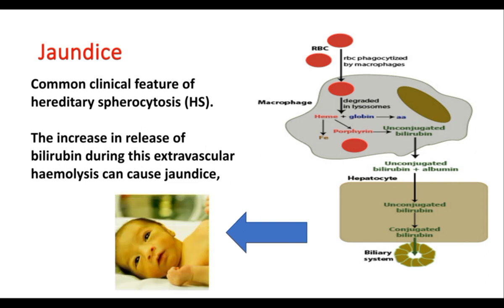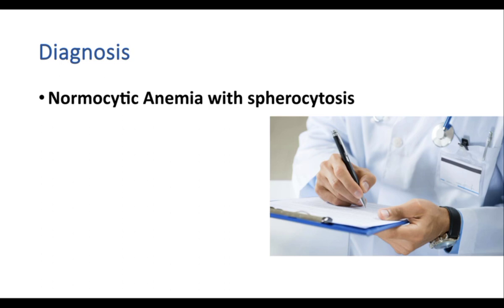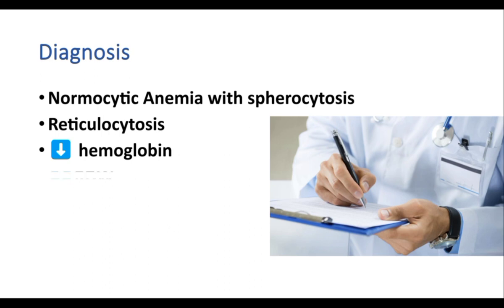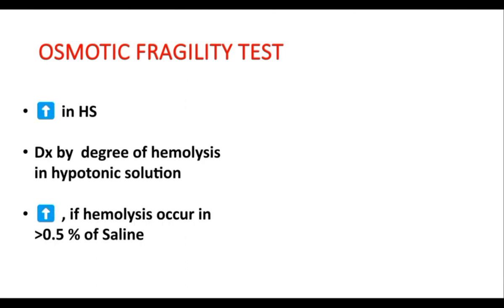How do we diagnose and tackle hereditary spherocytosis? Clinical evaluation of blood tests shows normocytic anemia with spherocytosis, reticulocytosis, decreased hemoglobin, increased red blood cell distribution width, increased unconjugated bilirubin, and increased RBC osmotic fragility. Screening is by the osmotic fragility test. Osmotic fragility increases in hereditary spherocytosis. Osmotic fragility is assessed by the degree of hemolysis in hypotonic solution. It increases in solutions of more than 0.5% NaCl.